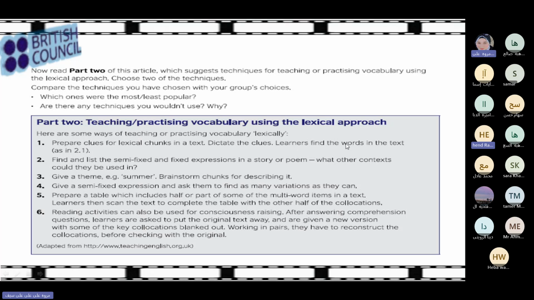We already do this, but there are two techniques that we don't give care to or search for, whether they are semi-fixed or fixed expressions. I think we don't care more about this point because we just see it's an expression, it's a collocation. We can see different words, of course, with collocation, but it's okay, just collocation. We don't care about semi-fixed or fixed expressions. So I think number two and number four are the least popular for us, and we wouldn't use them.